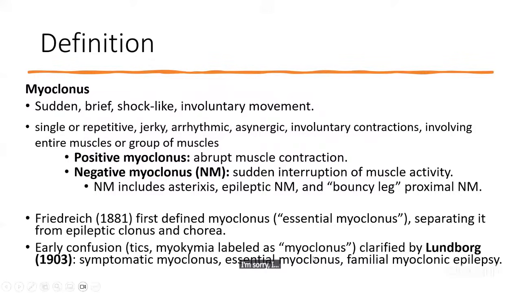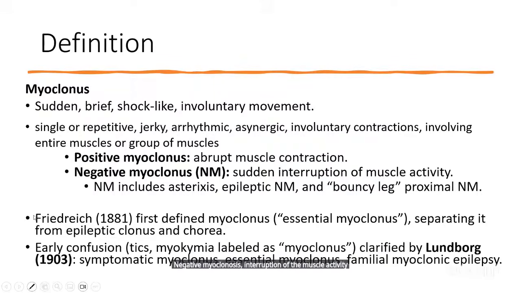Okay. We'll start. Good evening. Myoclonus. Myoclonus is a sudden, brief, shock-like involuntary movement. These are single or repetitive, jerky, arrhythmic, asynergic involuntary contractions involving entire muscles or groups of muscles. It can be positive myoclonus or negative myoclonus. Positive myoclonus is abrupt muscle contraction. Negative myoclonus is interruption of the muscle activity.